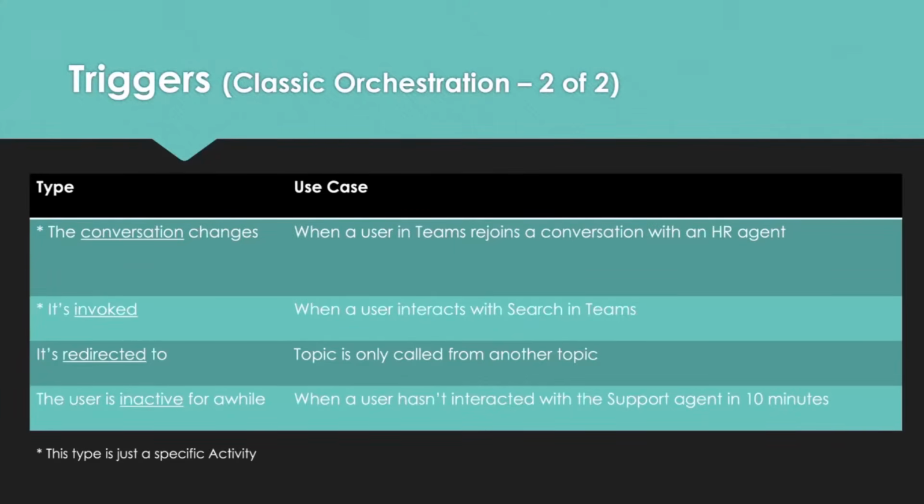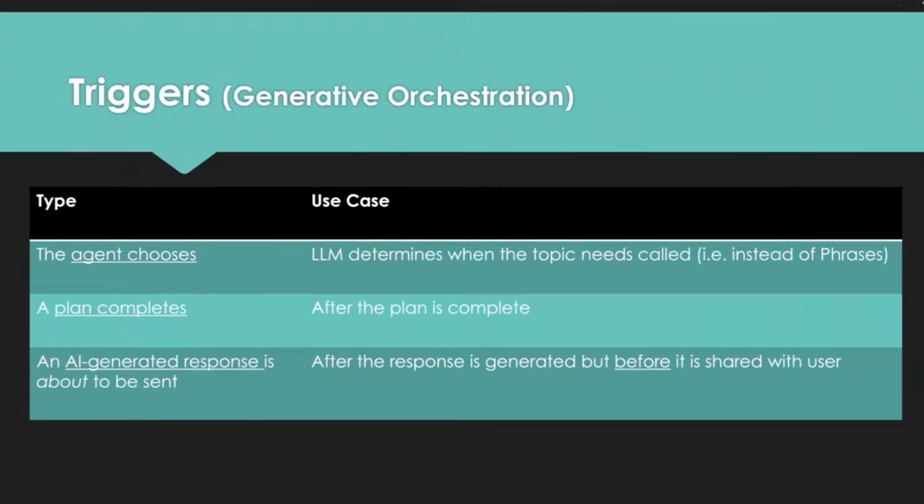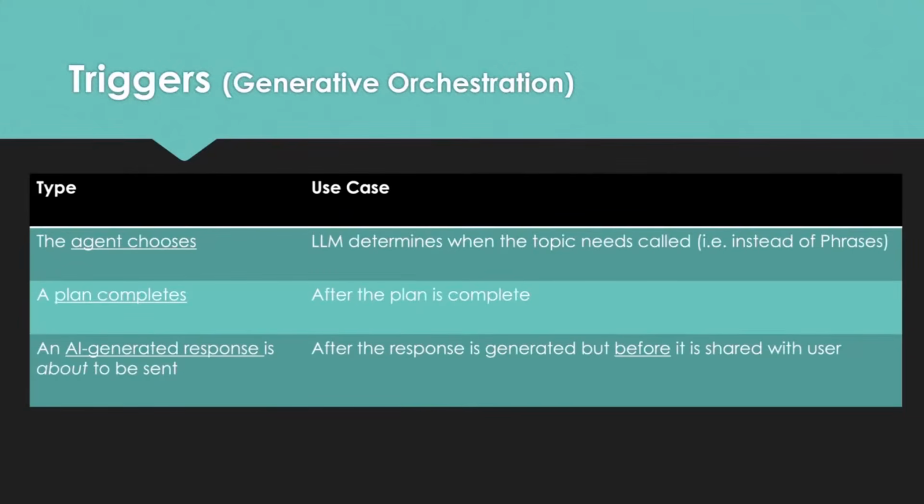And then another one that I think has been there for a while, I'm not sure how many users are familiar with, is when someone has been inactive. And so you want to be able to just reach out and ask the user if they're still there, if there's anything that you can help with. So those are all the classic orchestration types. And again, you're going to get them all either way, except for the phrases one, which gets replaced with this first one I'm showing now, which is the agent chooses.